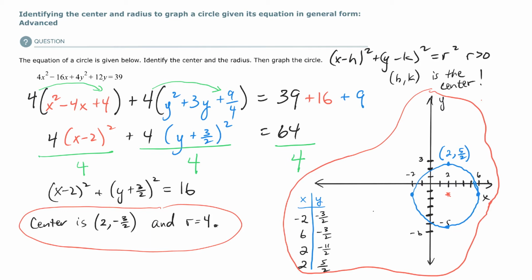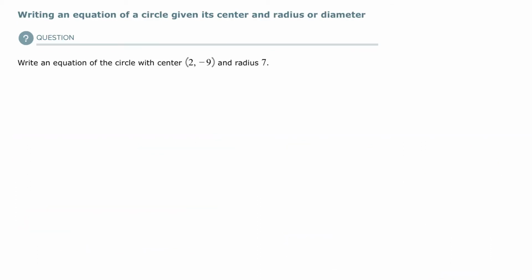Also, your work is very important. Your work is what led you to the answer. So you should pay really close attention to your own work. It doesn't hurt to circle what work you need to show to get full credit. It says to write an equation of the circle with center (2, -9) and the radius is 7.